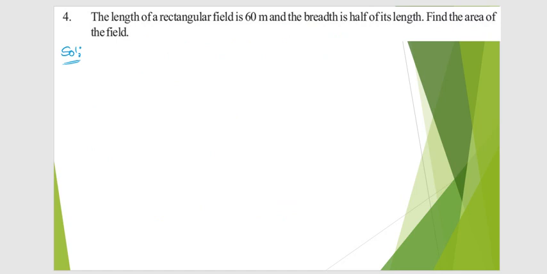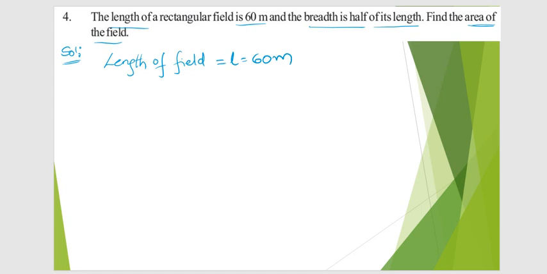Now let's see this question, question number 4. The length of the rectangular field is 60 meters and breadth is half of its length. Find the area of the field. So ultimately, what we need to find is the area of the field. First of all, what is the given thing? He has given the length of the field. Length of field is L equal to 60 meters.